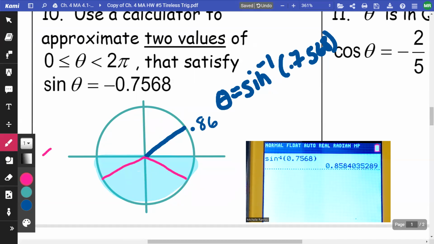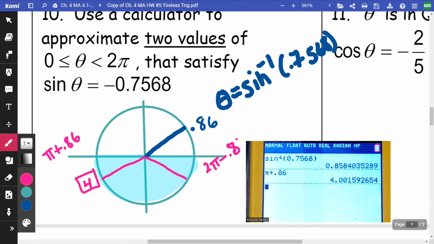So I'm basically going to take pi and add 0.86, and I get about 4. And over here, I am going to be taking 2 pi minus 0.86, and I end up with 5.42 radians.